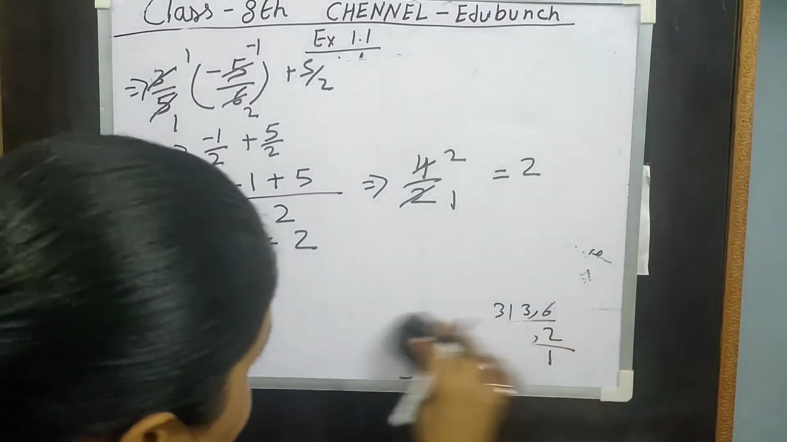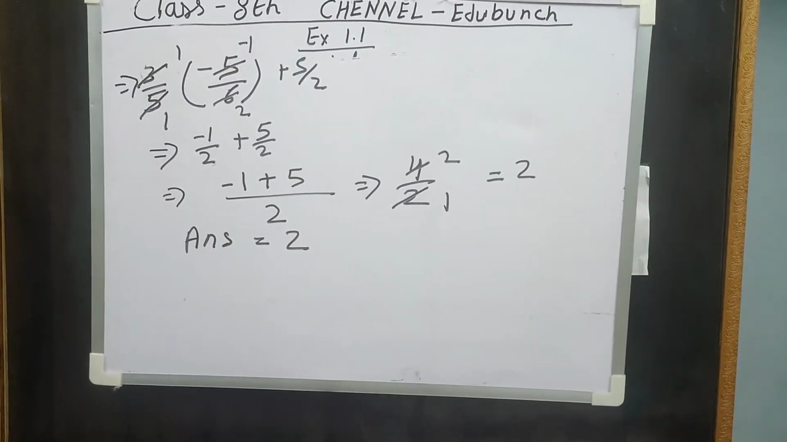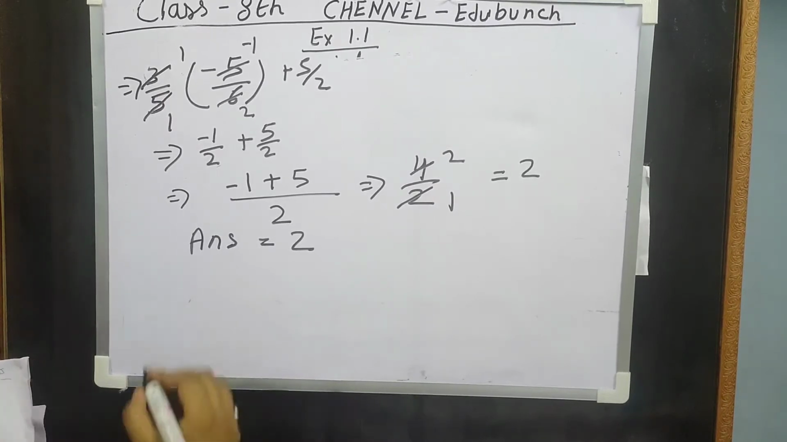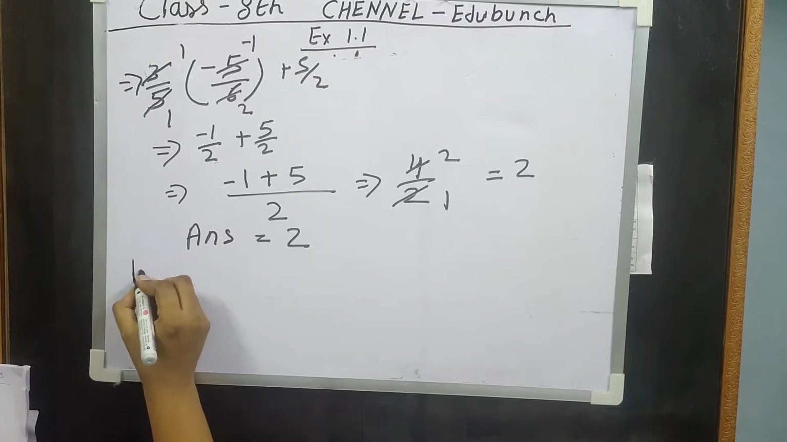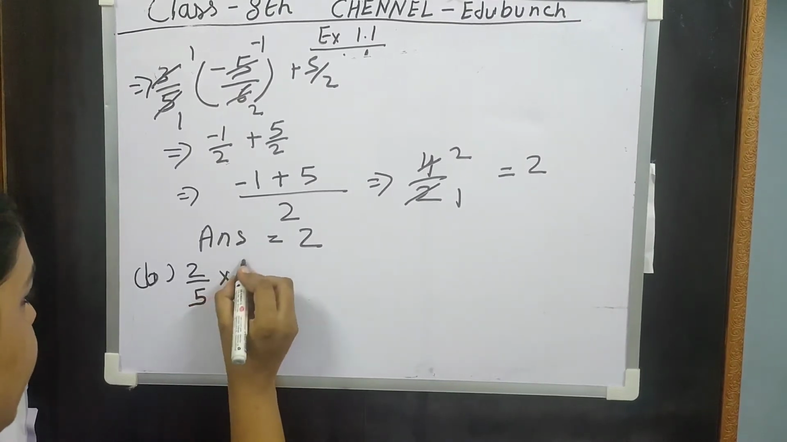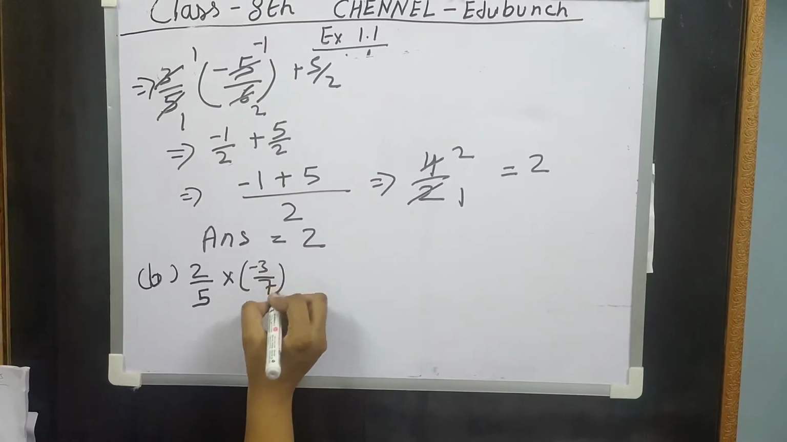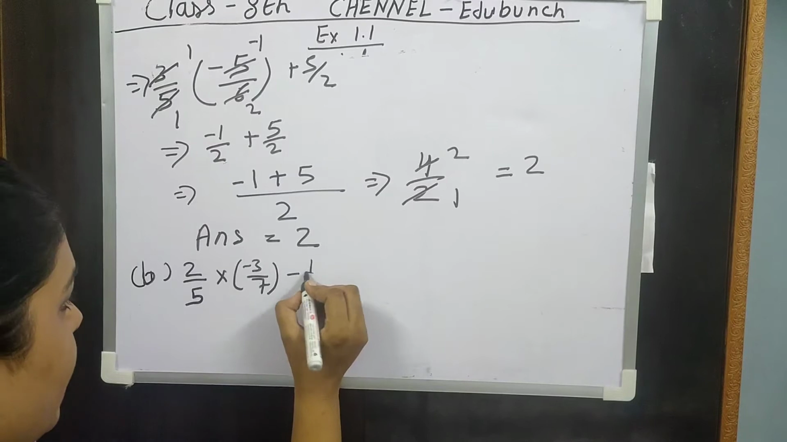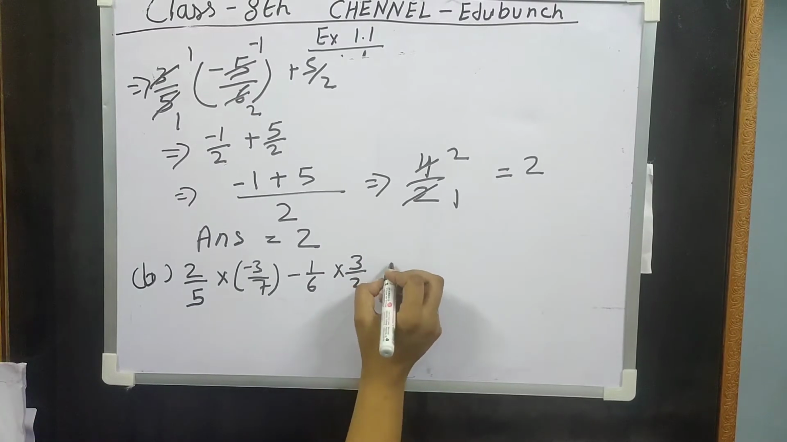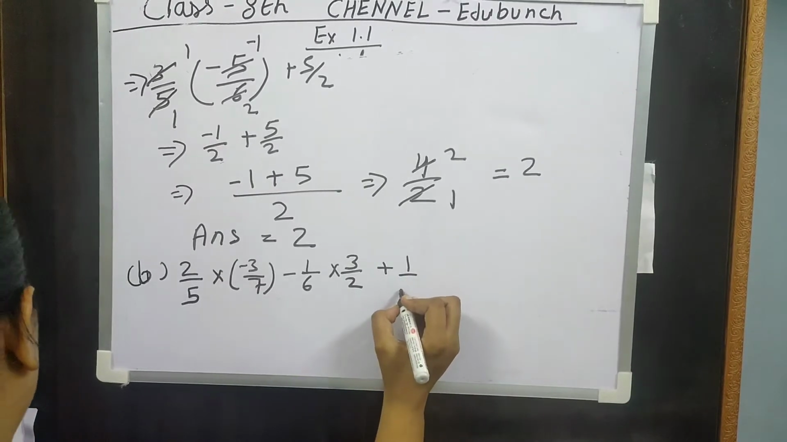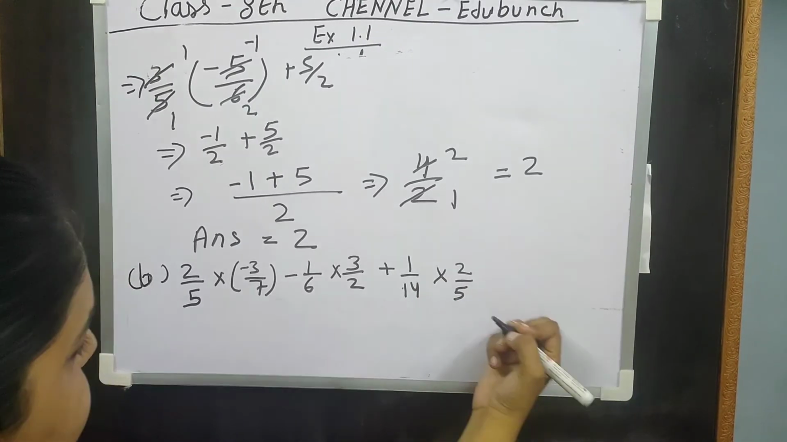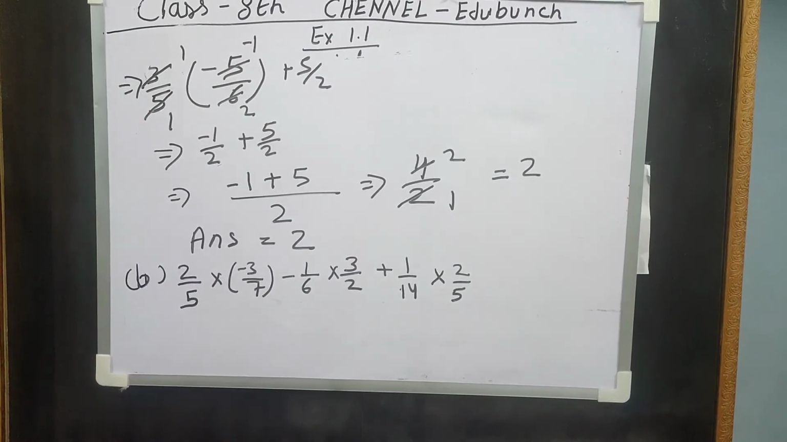Now in the second question, the second part of the same question, our question is 2 upon 5 multiply minus 3 upon 7 minus 1 upon 6 into 3 upon 2 plus 1 upon 14 multiply 2 upon 5. Now this is our second question, the second part of the first question.